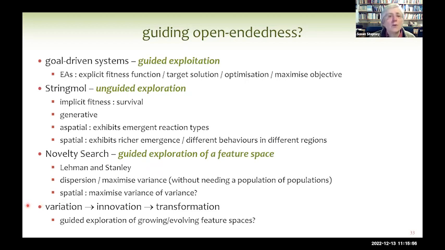If you want truly open-ended systems and truly open-ended evolution, you want not just variation where you've just got variations on the theme. You want innovation where you get new kinds of things, and transformations where you get new kinds of things as well. So there, you might want some kind of guided exploration of a changing, growing, evolving feature space. And that's the kind of area that we're interested in looking at in some of our future work.